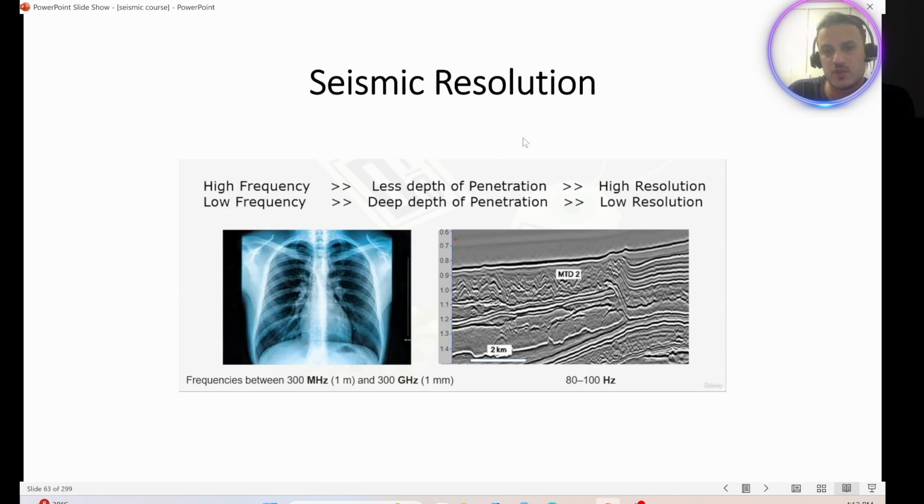And in the next videos, we'll start learning how to migrate our data, how to collect our data from the field into the lab, into the computer step by step.